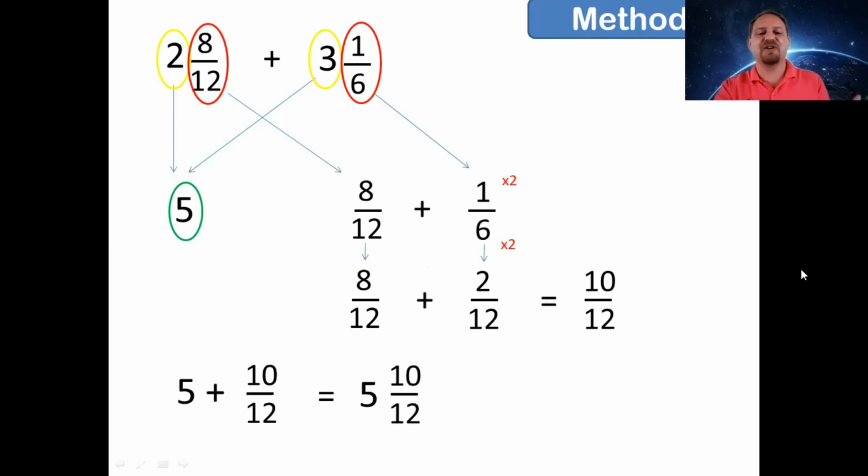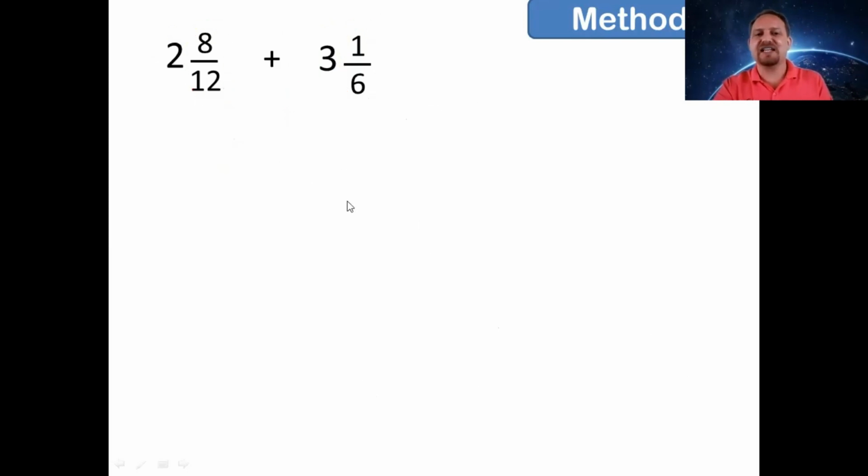And then last but not least, we plus the fraction to the whole number 5. Gives us 5 and 10 over 12. And then we simplify down to 5 and 5 over 6, don't we? To simplify, you can do 10 divided by 2 equals 5, 12 divided by 2 equals 6. Good. Method 2 will be turning these mixed numbers into improper fractions.